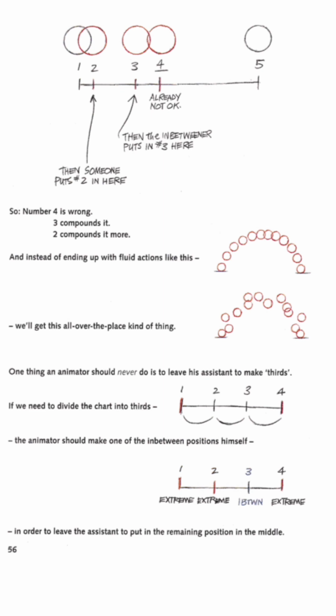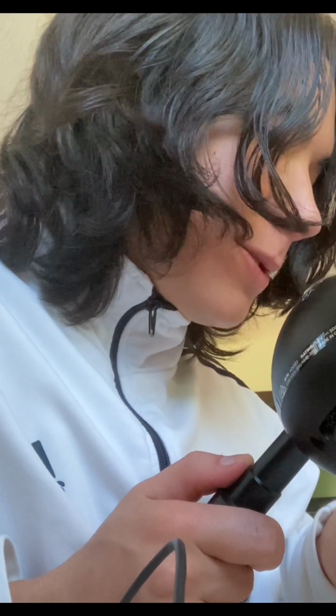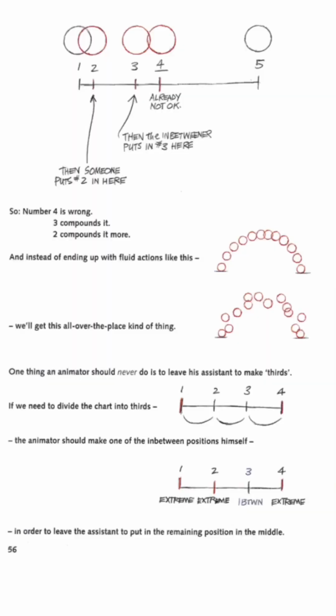So number 4 is wrong. 3 compounds it, 2 compounds it more. And instead of ending up with fluid actions like this, which is what I am going to animate soon, we'll get this all-over-the-place kind of thing. One thing an animator should never do is to leave his assistant to make thirds.